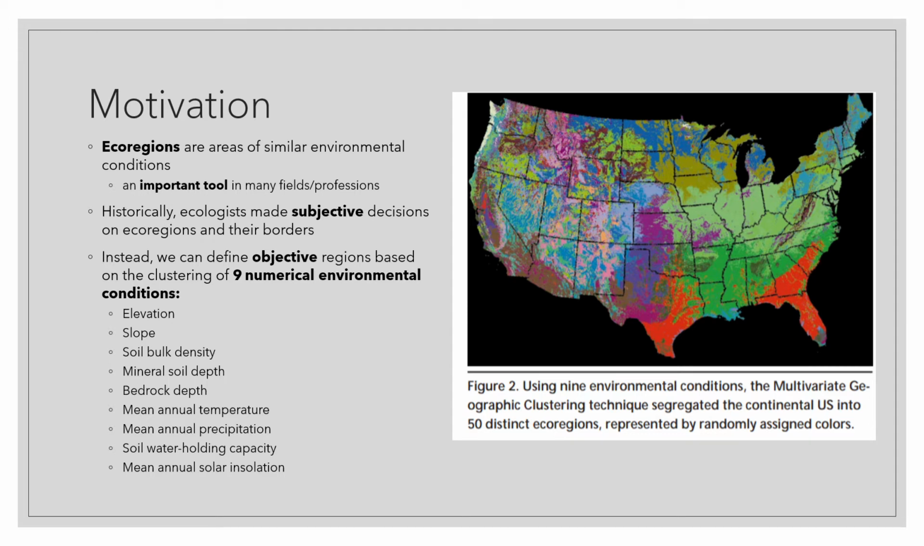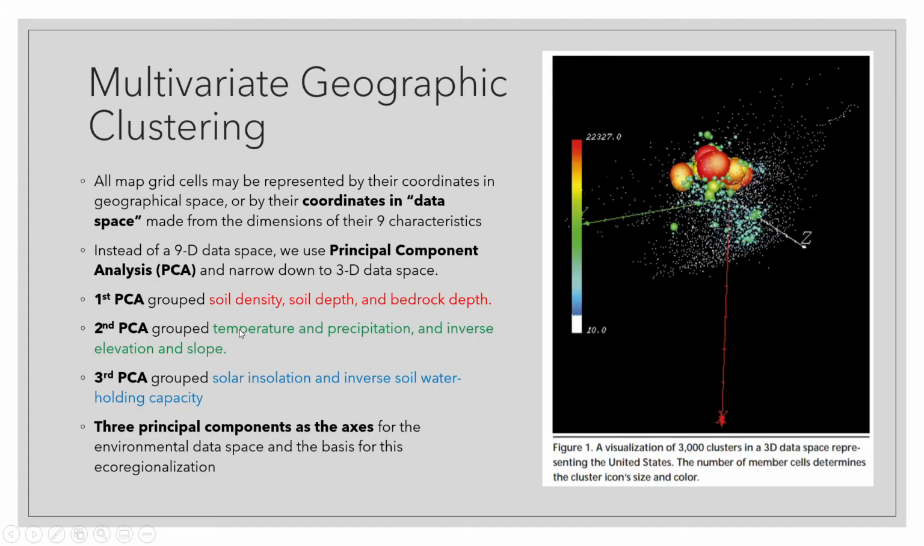However, we can define objective regions based on the clustering of 9 different numerical environmental conditions. So these are the 9 that we'll be looking at today. They're things like precipitation, temperature, soil quality, and so on. So those 9 different characteristics can be depicted as 9 dimensions in a new coordinate space, which we'll call data space, instead of just geographic space. However, 9 coordinates and 9 dimensions is a bit much, so we can use principal component analysis to narrow it down to a 3-dimensional space.